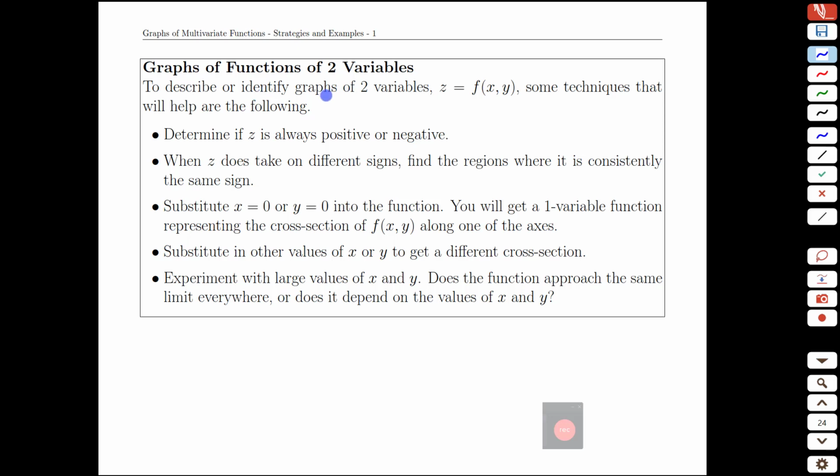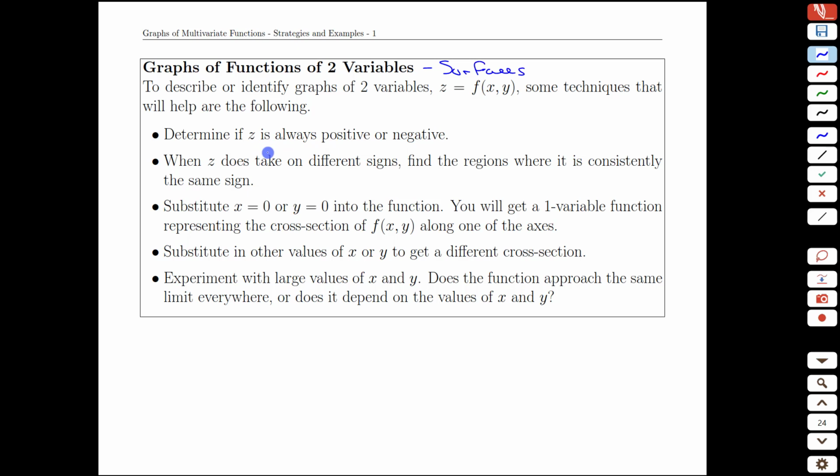In this video, we're going to talk about features of graphs for functions of two variables, or surfaces as we've come to see them. And specifically, things to look for or things to try when you're being asked to identify or to sketch those kinds of graphs. There are some key features here that we'll talk about, but we're going to talk about them in the context of particular examples.